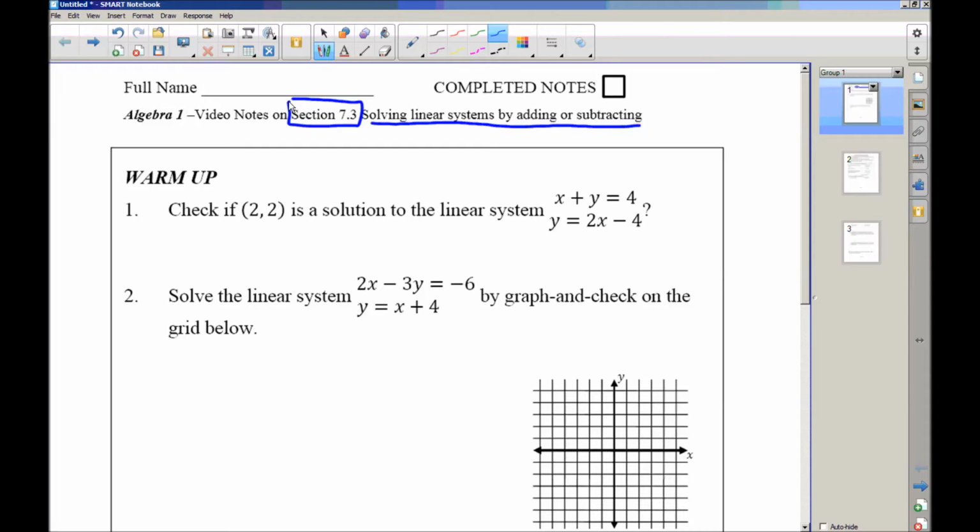So once again, we are just trying to see if (2, 2) lies on both of these lines. In other words, it'll be the intersection. So that means it should be a solution to both lines. So let's check it on the first one. We'll do that one in green.